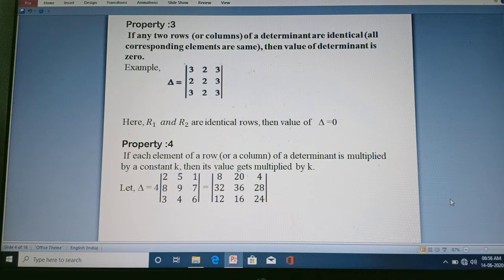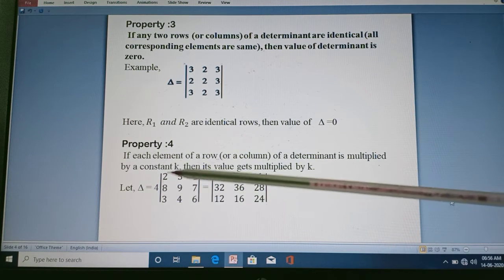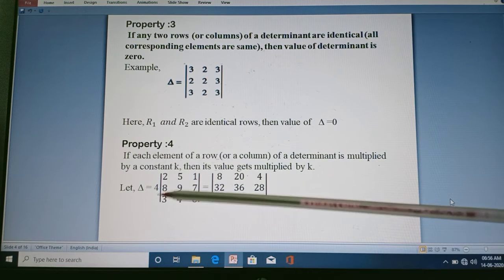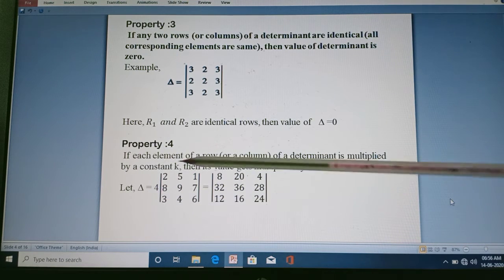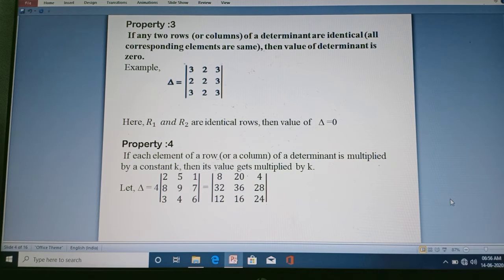I hope you understood. The fourth property is, if each element of a row of a determinant is multiplied by a constant k, then its value gets multiplied by k. So students, this is delta. We are multiplying this determinant by 4. Now if we multiply a particular row or particular column by 4, then the value of the determinant also will be multiplied by 4, right? So I hope you understood.